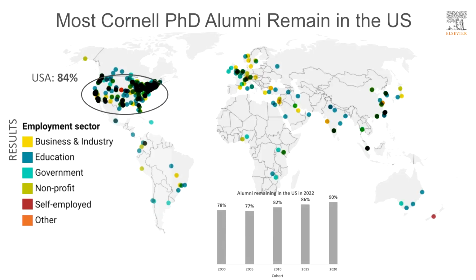So as you might expect, most of the Cornell doctoral alumni in those two colleges have remained in the US. And this is just a map that illustrates where they're located, and the color coding gives you the employment sector they're working in. So yellow is business and industry, dark blue is education, and so forth. And the bar graph at the bottom just shows you that as you go from the earlier cohorts to the more recent ones, the percentage remaining in the US is increasing.